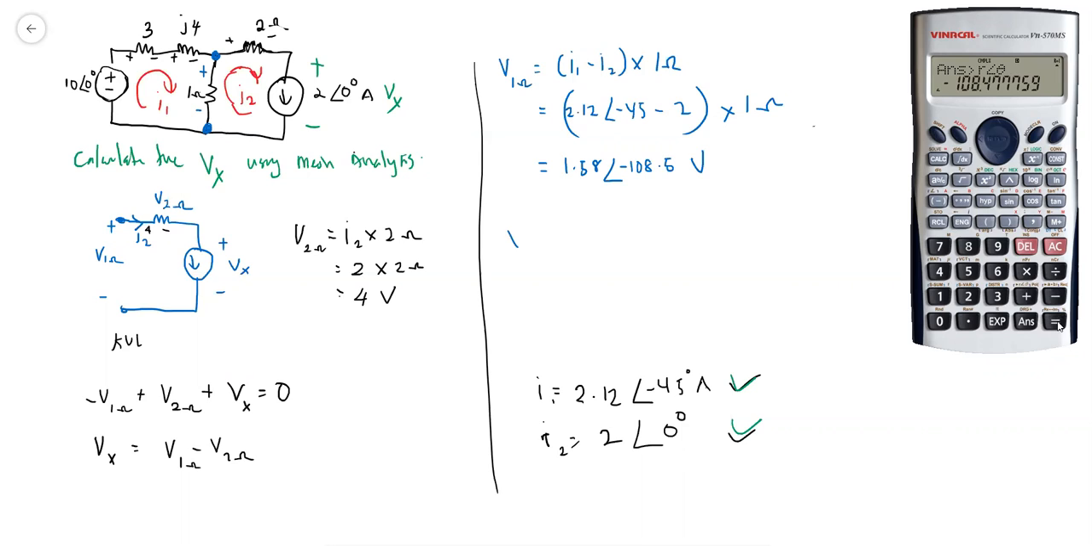Okay, so your Vx is 1.58 negative 101.5 minus 4. Okay, so plus minus 4. You will obtain that your Vx is 4.74 with an angle of negative 161.6. Okay. Okay, doctor.